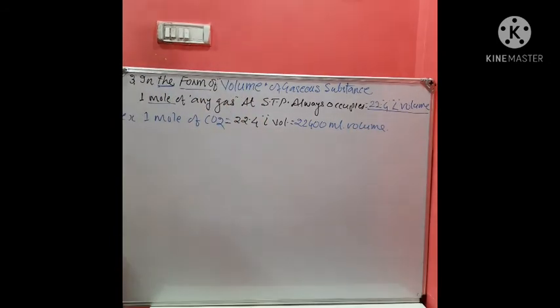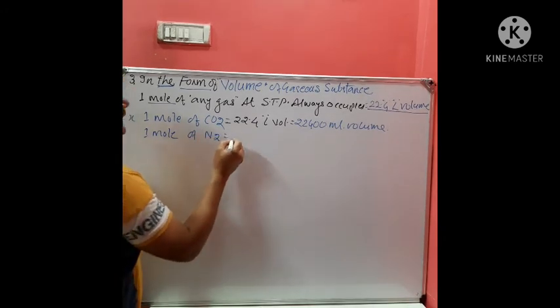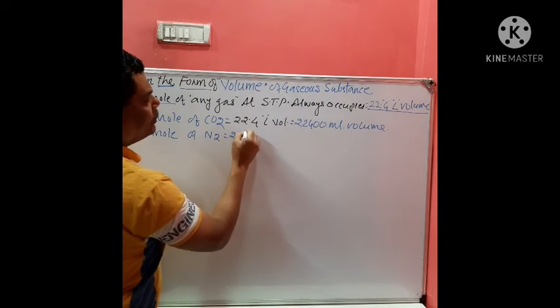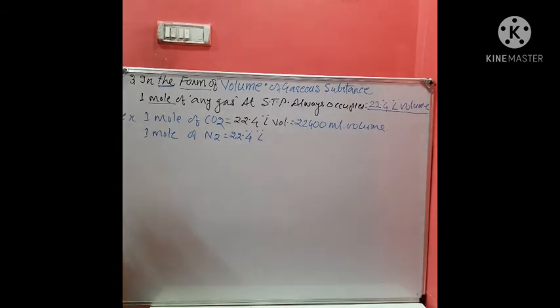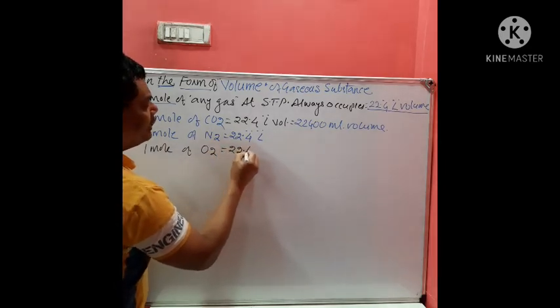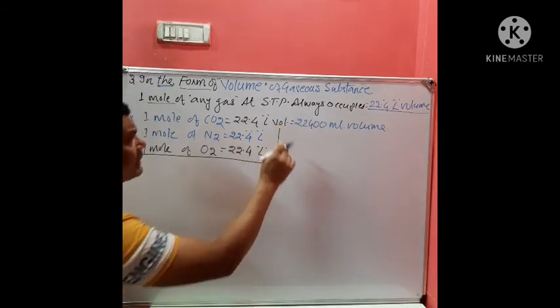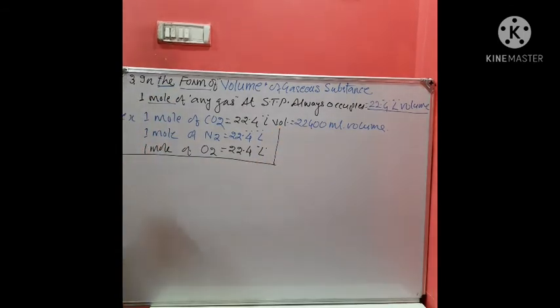Volume. Are you getting? Say 1 mole of N2 is again equal to 22.4 liter. Say 1 mole of O2. Again it will occupy the same volume, 22.4 liter. There will be no change in the volume. What is the condition? The condition is standard temperature and pressure, isn't it? So this is about our third content.